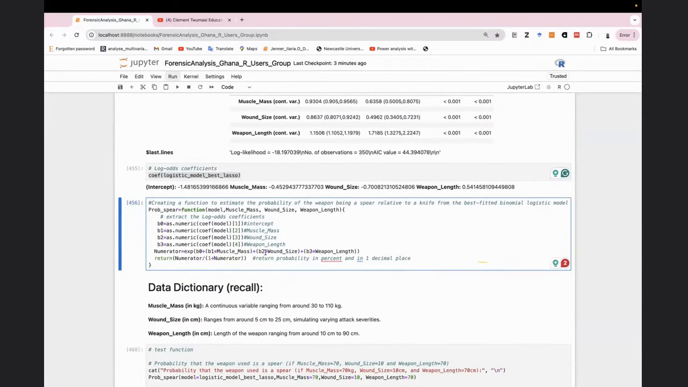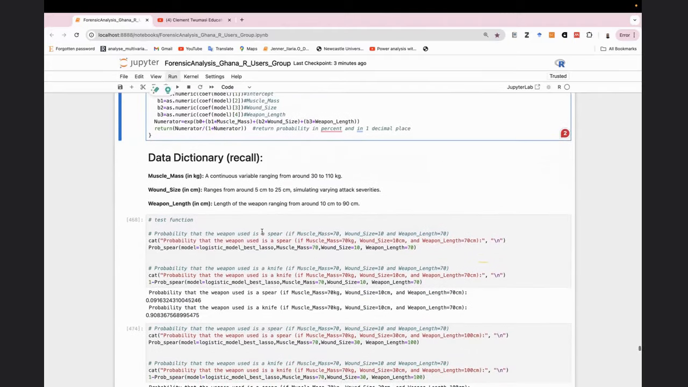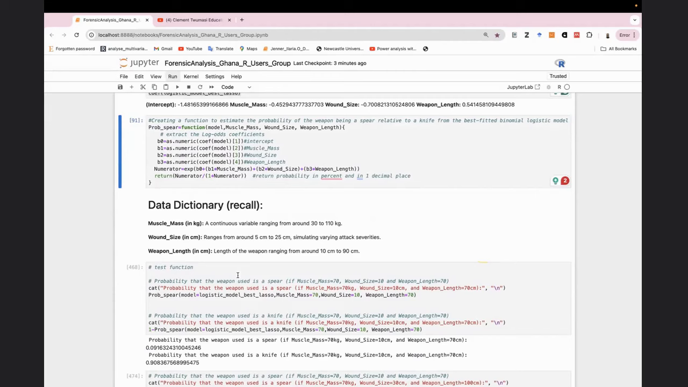So this is the model, and I've extracted the coefficients. All I need to know is that if I specify a particular muscle mass, a particular wound size and a particular wound length, it should tell me the exact probability of it being a spear relative to a knife. So now, this function that I've created, let's test it.